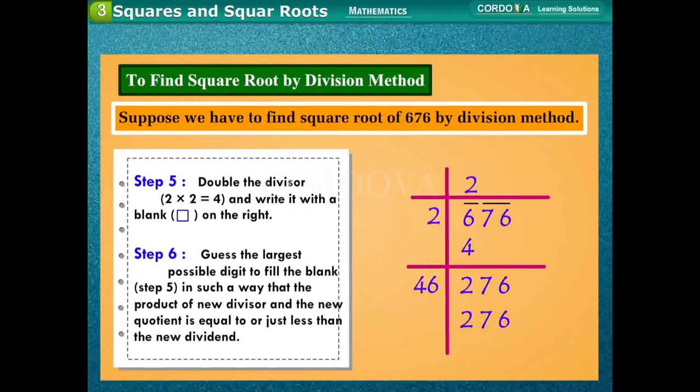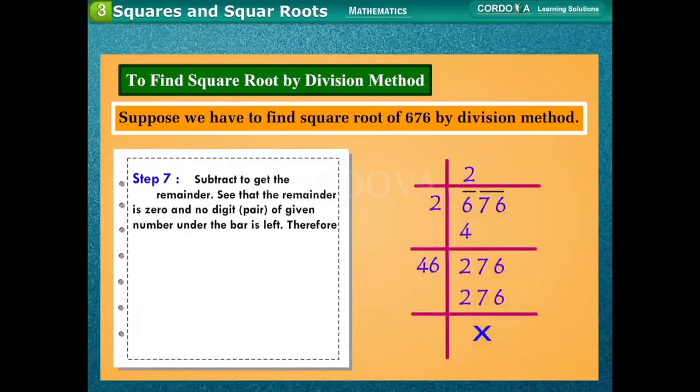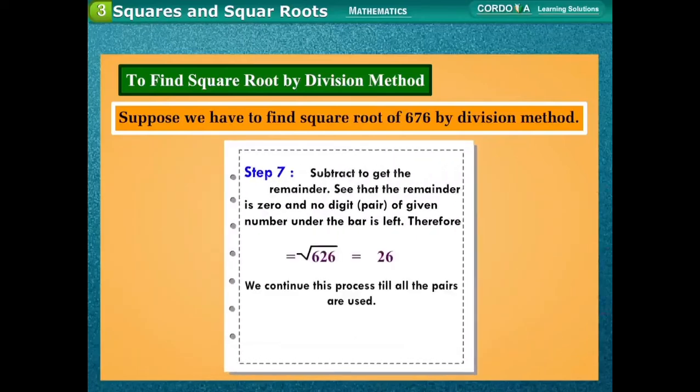Step 6. Guess the largest possible digit to fill the blank in step 5 in such a way that the product of the new divisor and the new quotient is equal to or just less than the new dividend. Step 7. Subtract to get the remainder. See that the remainder is 0 and no digit pair of the given number under the bar is left. Therefore, the square root of 676 is equal to 26.